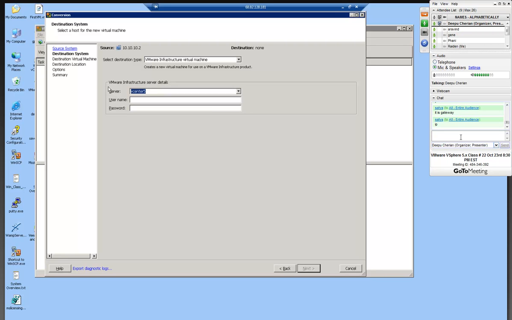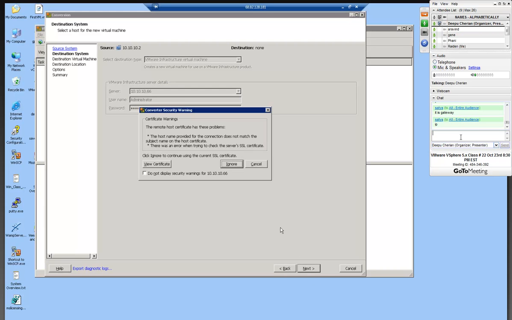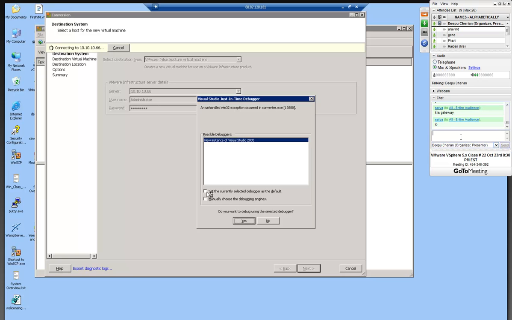You can directly move it to an ESX also, okay, if you want, but I'm just going to move it to vCenter only. So let's give the IP address instead of that. I don't know why it crashed. I've never seen that problem before. Let's see what happens. Okay, it is showing the problem.